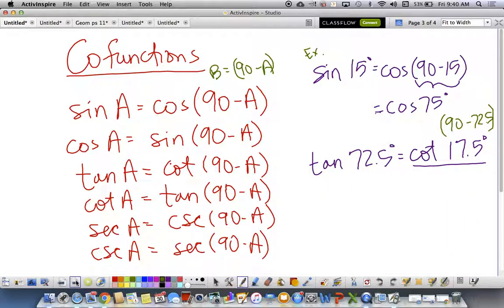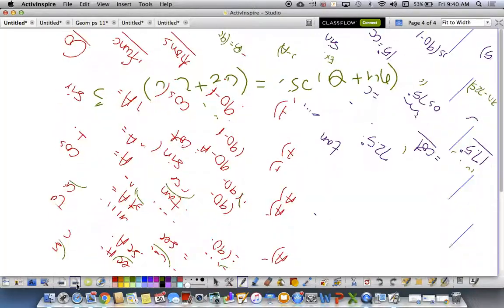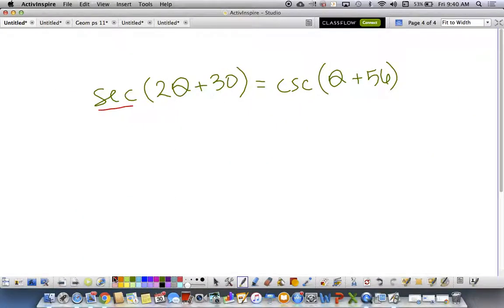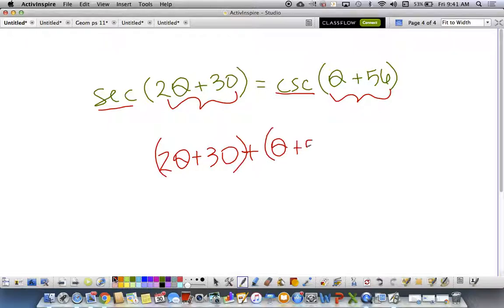Okay? So one thing you have to know is, I gave you a secant and a cosecant. How are secant and cosecant related to each other? Co-functions. I just don't know how to solve it. So, they are co-functions. What do you know about A and B? They equal 90. I mean, A plus B equals what?